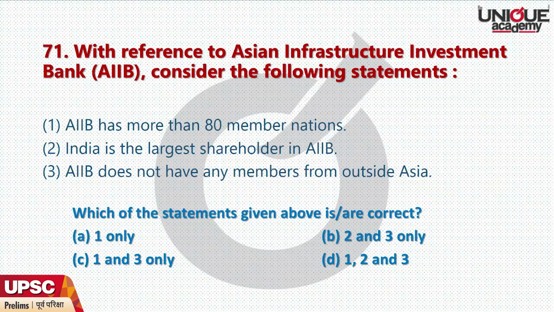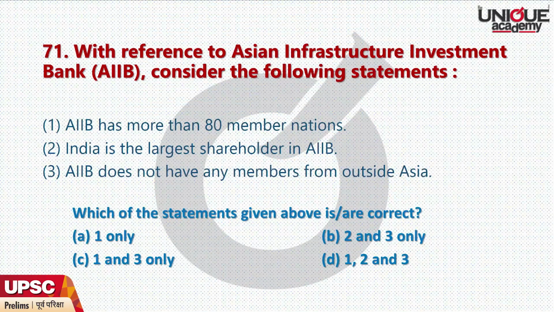AIIB does not have any members from outside Asia. Of course, it has members from outside Asia. Canada and some of the Southeast Asian countries are also a part of it. So, non-regional members such as Belgium, Canada, Ethiopia, Hungary, Ireland, Peru, Sudan, Venezuela, all of these are a part of AIIB. So, even if you know just one of these countries, you can directly eliminate option 2 from the statement. You're left with options A and C. All you need to do is figure out if statement 3 is correct. If you remember even one of the countries, you can mark A as your answer.